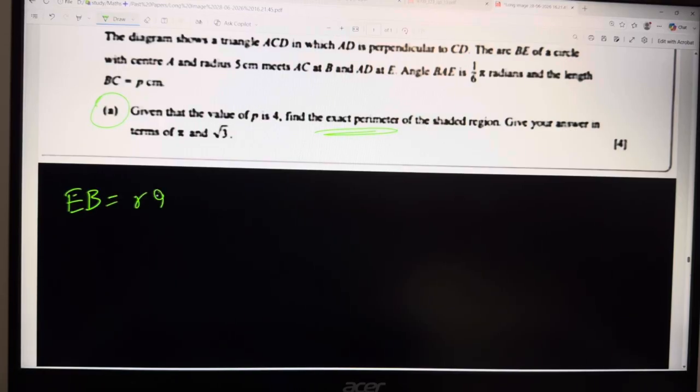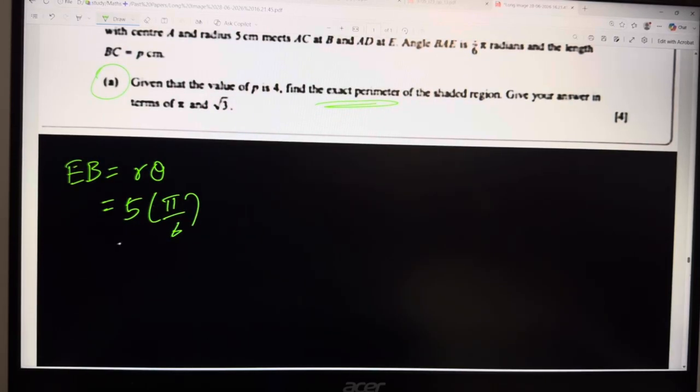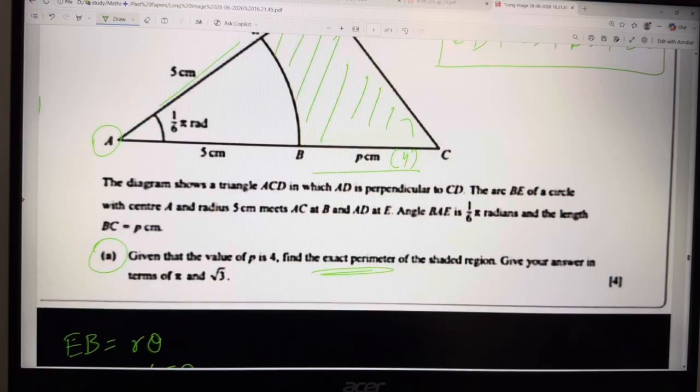The arc length is equal to r theta, which is 5 pi by 6. Just keep it in exact form. This becomes 5 pi by 6. Okay, numerators multiply each other. So that's that, and now we have to find the rest.